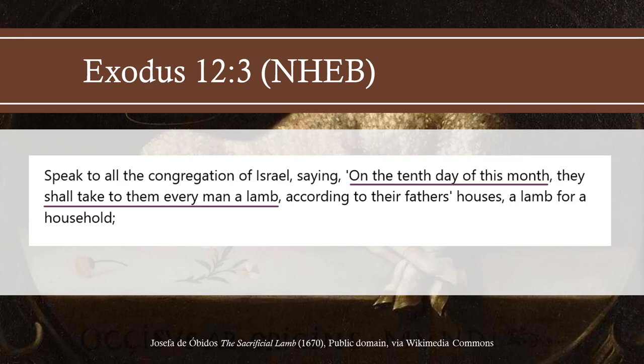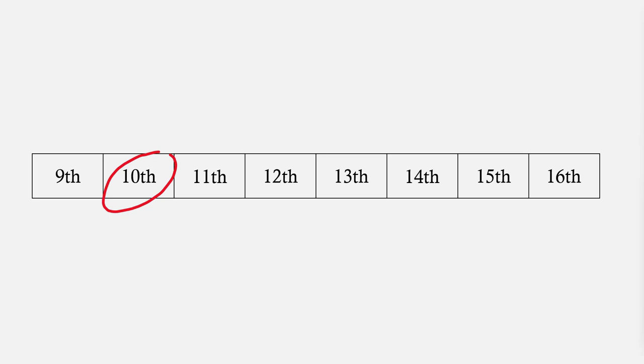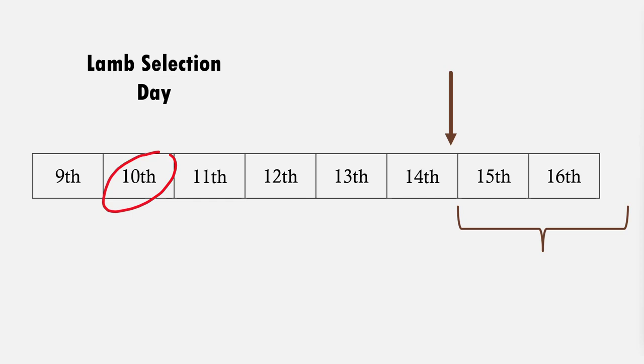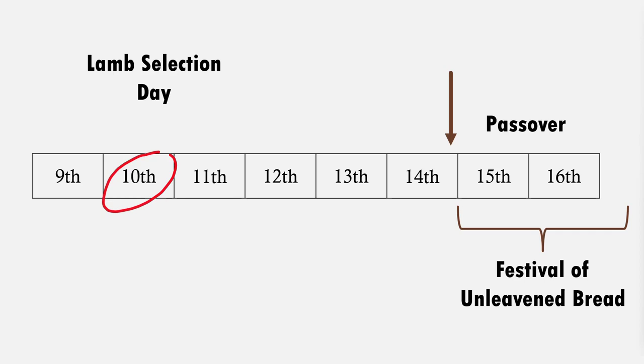So I'm just going to put this up on the screen. I want to kind of walk through what that means, 10th day. So here's the 10th day, okay? That's Lamb Selection Day. If we follow the calendar, the 11th day, the 12th day, the 13th day, till eventually God says, okay, on the 14th day, sacrifice, 3 p.m. There's your lamb, sacrifice on the 14th day. And then on the 15th day, you're going to start the Feast of Unleavened Bread, which is also called the Passover. And that's the night that God passes over the houses of the Israelites. Okay? Now, I'm going somewhere with this.